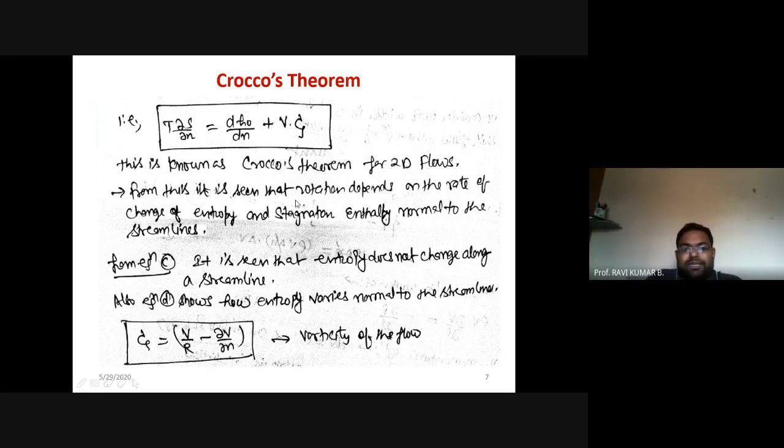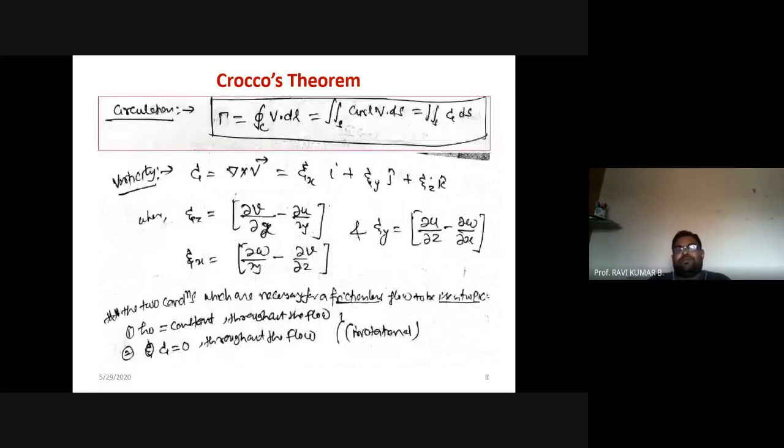So this is a very simple derivation of Crocco's theorem. Crocco's theorem relates the rate of change of entropy with the vorticity along the streamline. So circulation is the line integral of the tangential component of velocity taken around any closed curve, which is here the closed integration of v·dl. dl is the infinitesimal length along the streamline. So this is nothing but the tangential component of velocity taken around a closed curve.